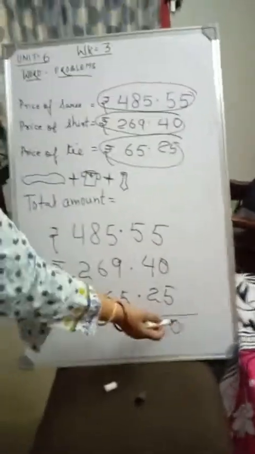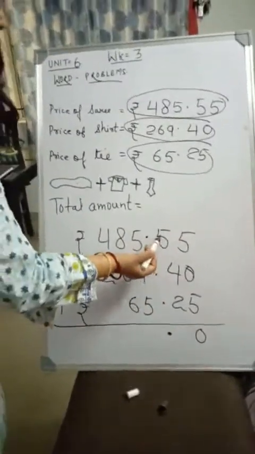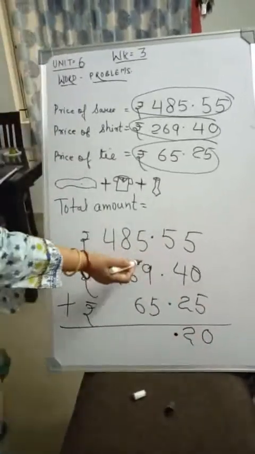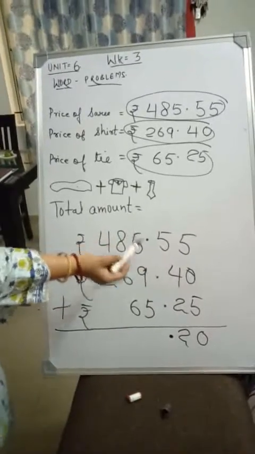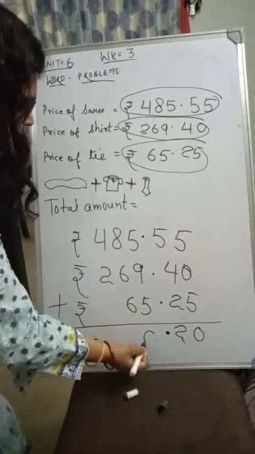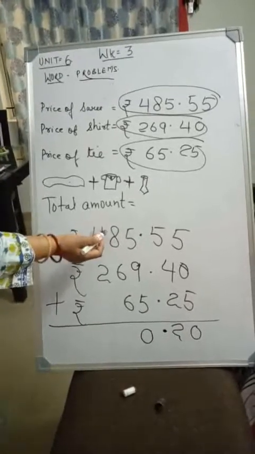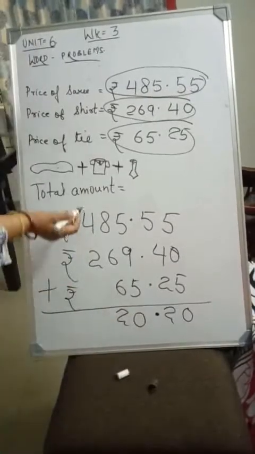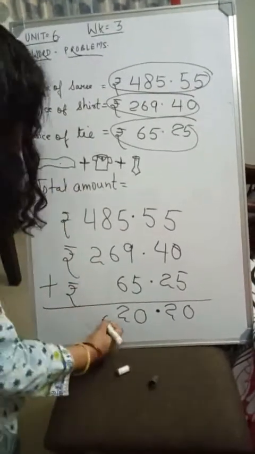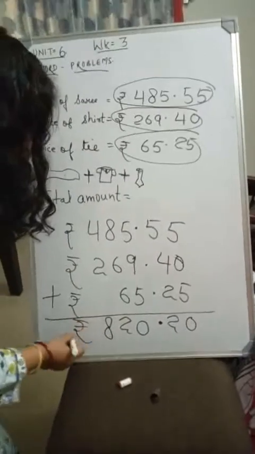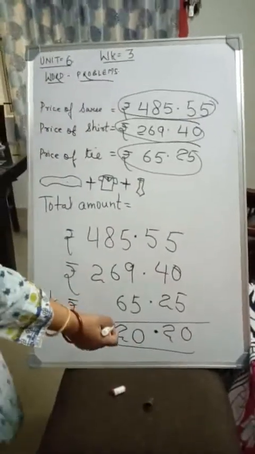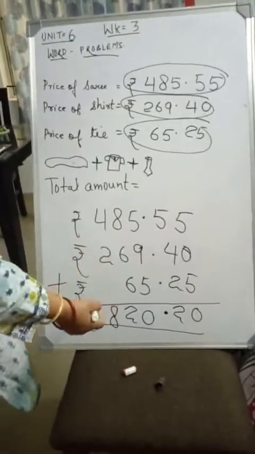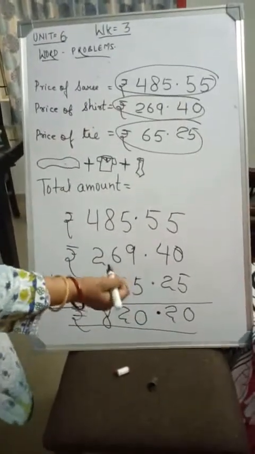5 plus 5 plus 0, 10. 1 carry over. 5 plus 1, 6 plus 4, 10 plus 2, 12. 1 carry over. 9 plus 1, 10. 10 plus 5, 15. 15 plus 5, 20. 0, 2 carry over. 8 plus 2, 10, 10 plus 6, 16, 16 plus 6, 22. 2 carry over. 4 plus 2, 6 plus 2, 8. So here the total money he spent is 820 rupees and 20 paise, or in the form of decimals, it is 820.20.